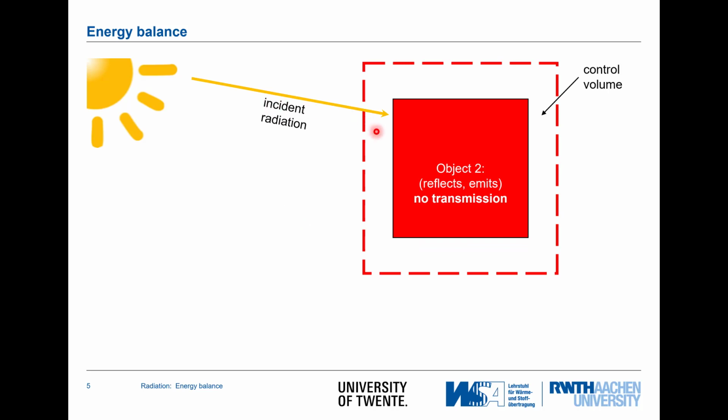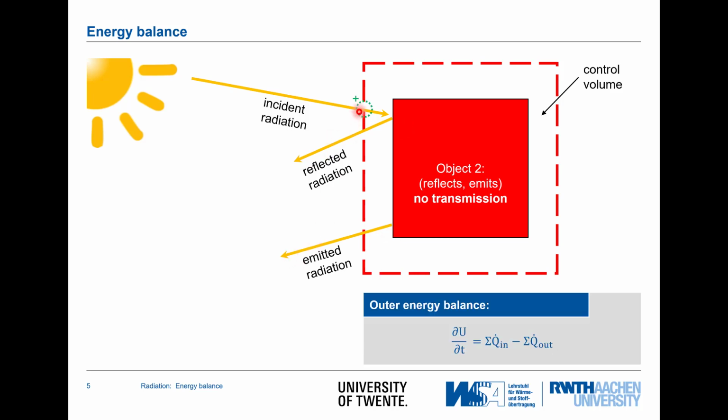We move forward to a non-black object, one that reflects and emits, no transmission. We have again incoming radiation, which is reflected and goes out, and we have emission that goes out. So for the balance, incoming positive first term incident radiation, and then outgoing reflected and emitted radiation. To generalize, an outer energy balance considers all energy flows across the control volume borders. We will see the importance of that when I move on to the inner balance.